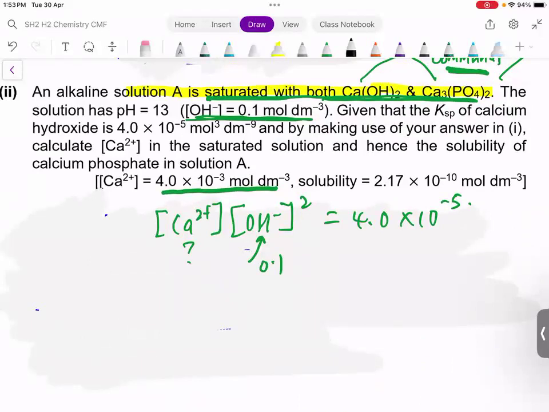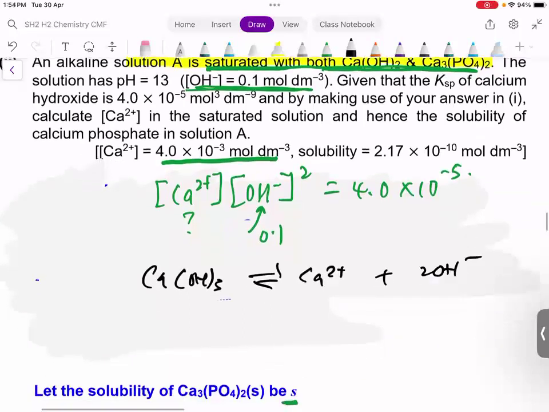No need for an ice table. I already know that the ionic product must be equal to Ksp, and I already know the concentration of OH minus. If you do use an ice table, will it make any difference to the working? So what do you get? Calcium hydroxide in equilibrium with calcium 2 plus and the 2 OH minus. So what does your ice table look like?